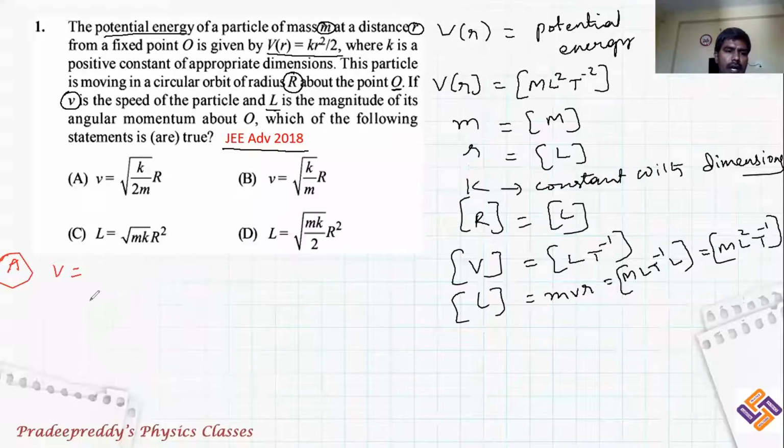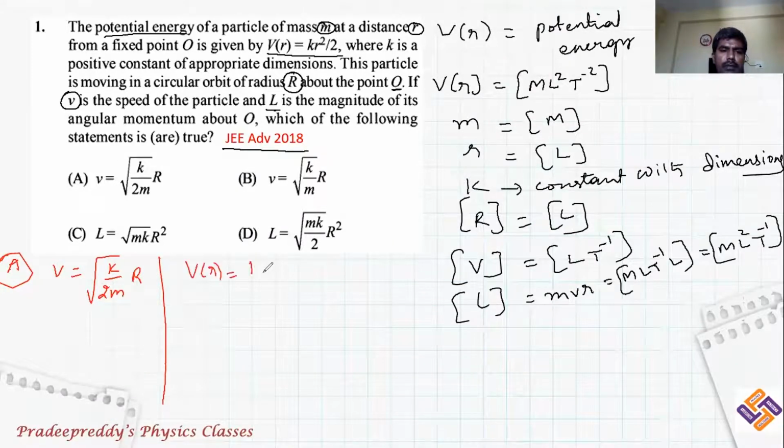So let me take first equation. V is equal to under root K by 2m into R. R dimension we have already written. M is mass. K is some constant. You do not know constant dimensions. First you should derive dimensions for constant. So we have equation for potential energy. It is given V of R is equal to KR square divided by 2. This is given in the problem.